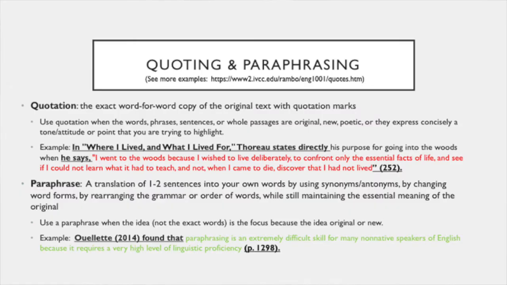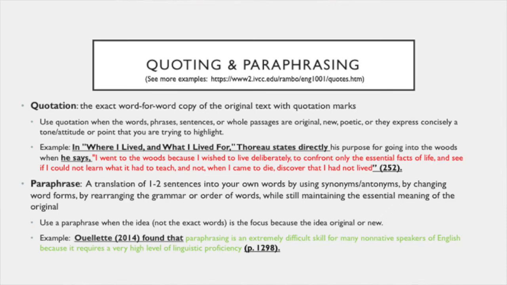Now, a paraphrase is a much more difficult skill, I think, than quoting, because paraphrasing means you have to translate one or two sentences from the original into your own words by using things like synonyms and antonyms. Synonyms means words that mean the same thing. Antonyms means words that mean the opposite. But not just synonyms and antonyms. You also paraphrase by changing word forms, changing the word responsible to responsibility, or the word diagnose to diagnostic.